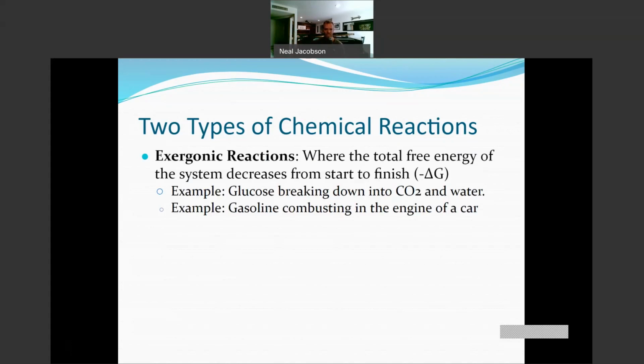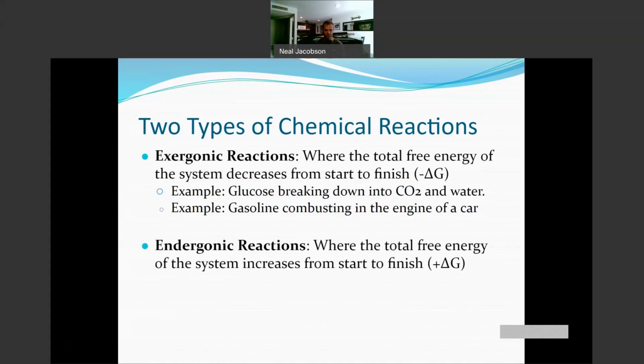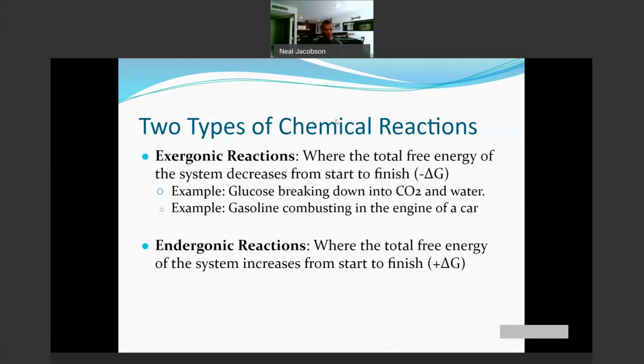Gasoline combusting is an example of an exergonic reaction. So think X means like exit, right? That would be the exiting of free energy from a system. An endergonic reaction, right, is like entering a system. That's where the free energy of a system increases from start to finish. So endergonic reactions are where free energy is entering a system.